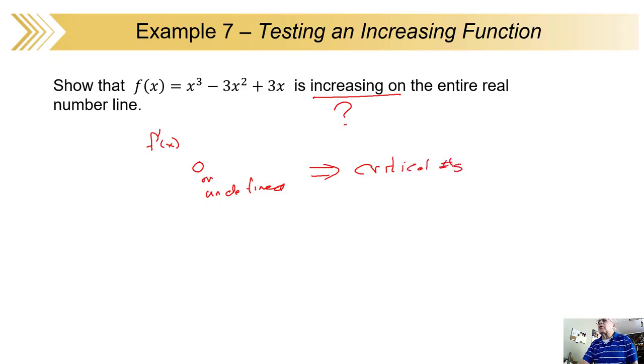It'll give you your critical numbers. Those critical numbers will split the number line into sections or intervals. Test each interval.